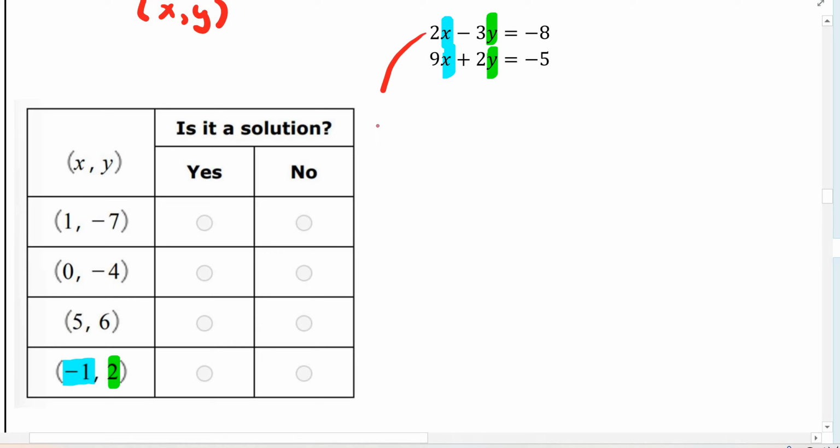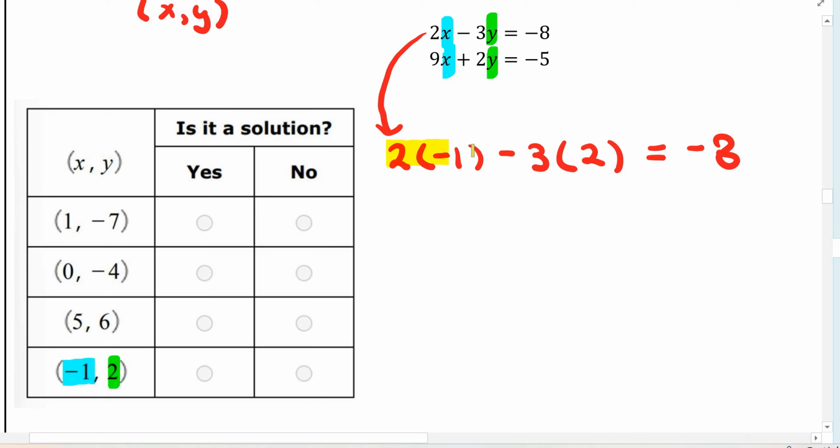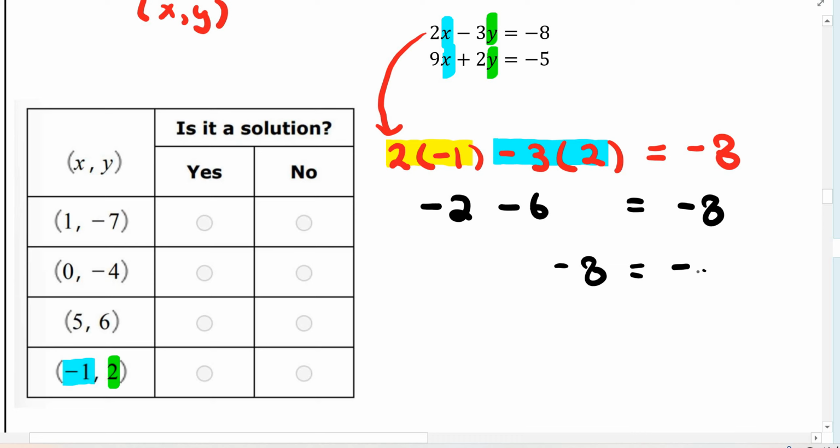So if I bring equation number 1 over, we have a 2 there, and the x value is going to be -1, minus 3, and the y value is going to be positive 2, and we need to verify if the left-hand side equals the right-hand side, which is negative 8. Well, 2 times negative 1 is negative 2, and negative 3 times 2 is going to be negative 6. We have negative 8 on the left-hand side, and on the right-hand side, we also have negative 8. So that definitely works for the first equation.